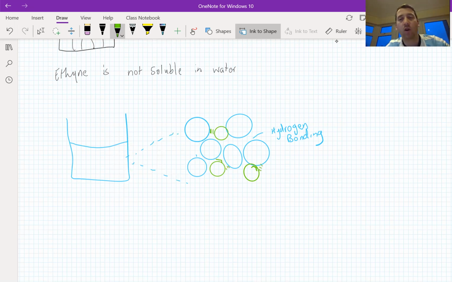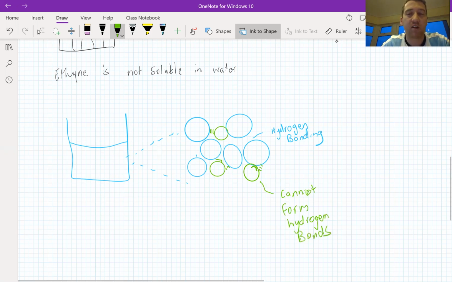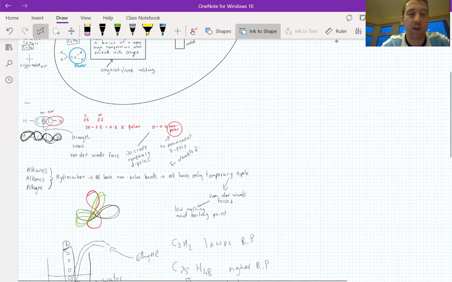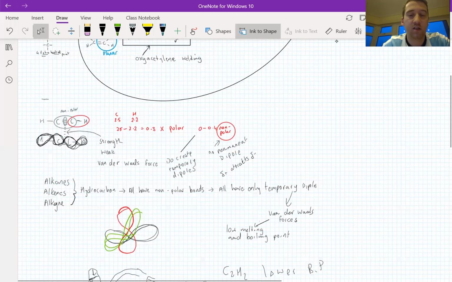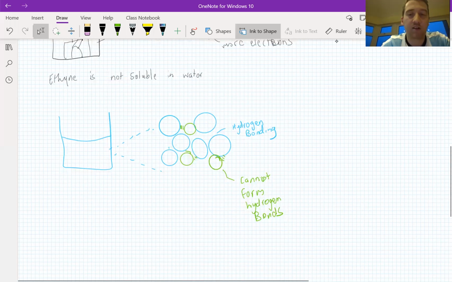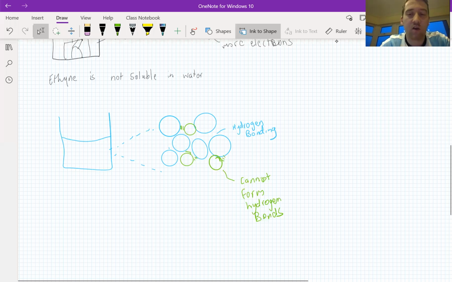So water will only break the hydrogen bonds from each other if you put something else in there that they can hydrogen bond with. And because ethyne cannot form hydrogen bonds, and the reason for this is they only have van der Waals forces between them. Remember when we discussed up here, it's van der Waals forces that hold ethyne together, not hydrogen bonds. Because they cannot form hydrogen bonds, ethyne does not dissolve in water.